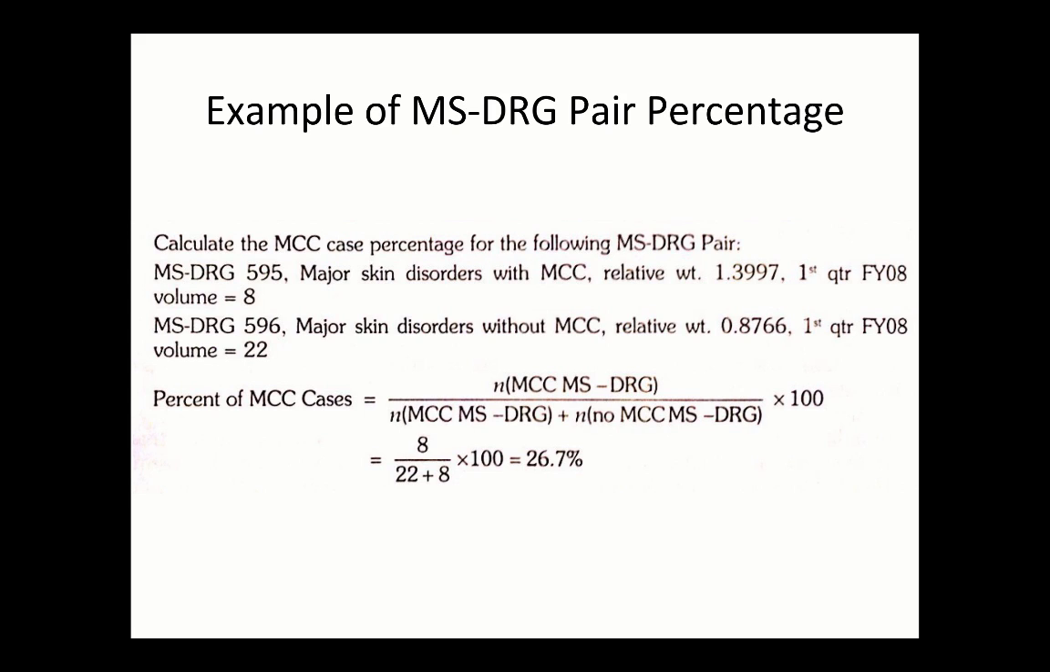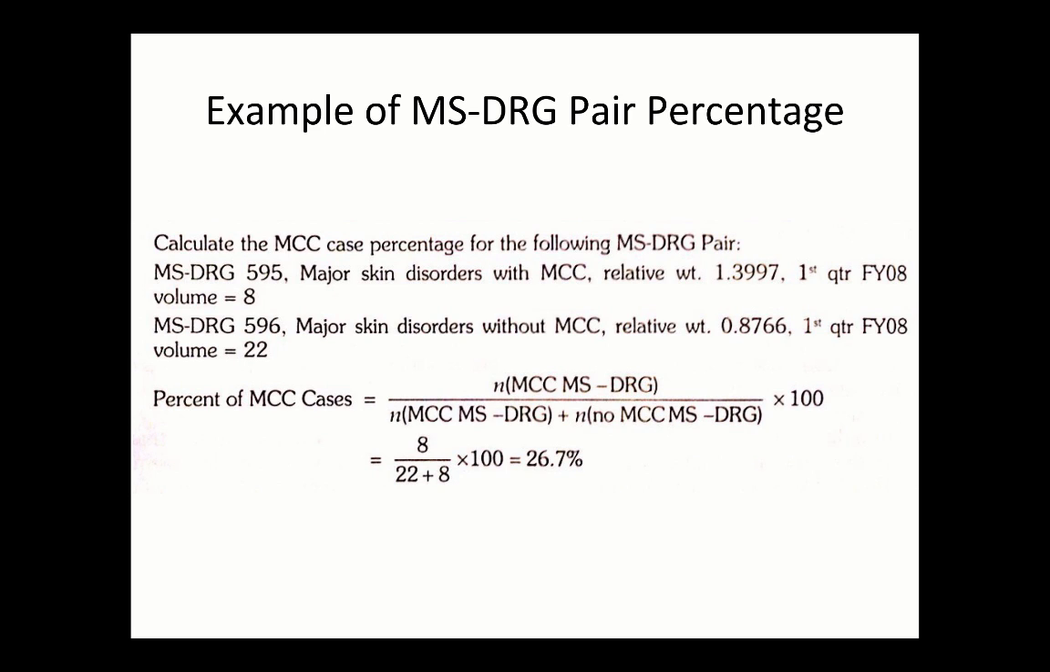In our calculation for determining the percentage of MCC cases, we take the number of MCC cases, which is 8, and divide that number by the sum of the MCC cases, which is 8, plus the number of no MCC cases, which is 22, which equals 30. So 8 divided by 30 is equal to about 0.267. And if we multiply 0.267 by 100, we obtain the percentage of MCC cases for major skin disorder at 26.7%.